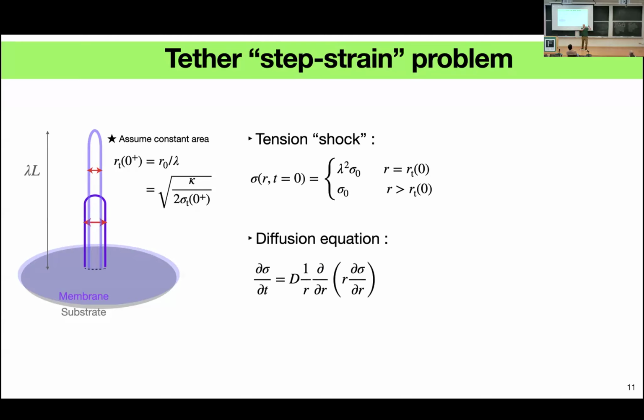And so we have this very sharp initial condition on the tension. We want to see how that initial condition evolves. We're going to solve the diffusion equation in the membrane surrounding the tether, okay? For radial positions greater than RT. But RT is evolving in time, okay? It's not going to be just stuck at its initial value.